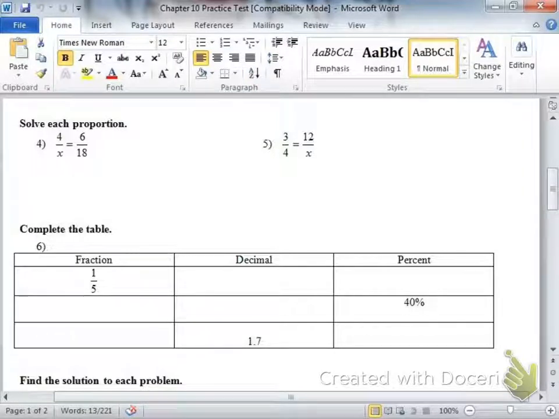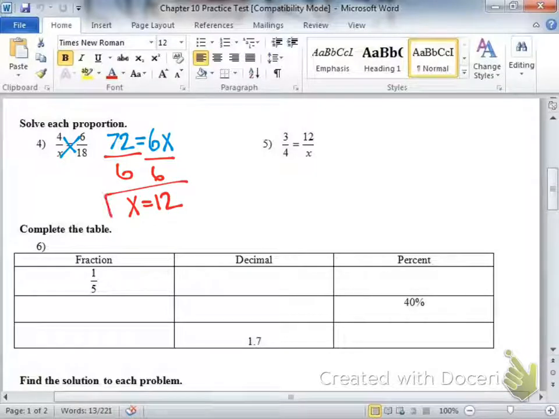Alright, next section we are cross multiplying. So you need to multiply 4 and 18 first. 4 times 18 is 72. Equals, when you multiply this way, you get 6x. To get x by itself, we'll divide both sides by the 6, so x equals 12. What are your questions?